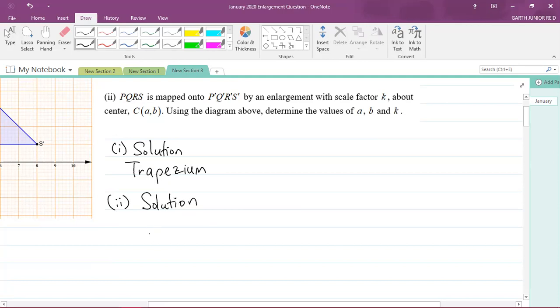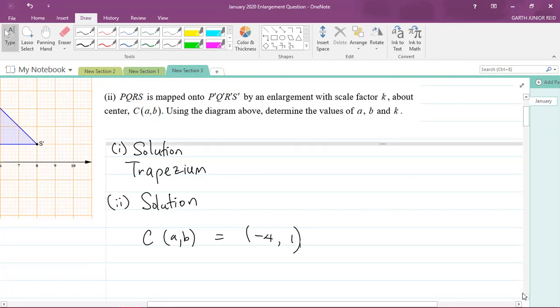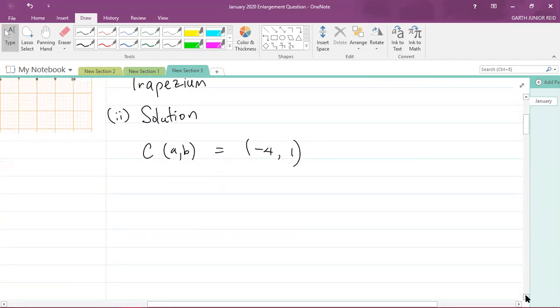Okay, so they told us that the coordinate is C, right? That is A comma B. And we had just stated that the coordinate for C is -4, 1. -4 on the x-axis, 1 on the y-axis. Okay, good. So what can we now say here? I can now say that A equals -4.